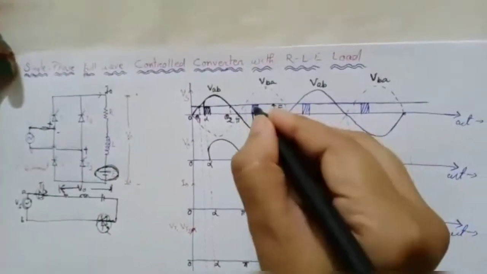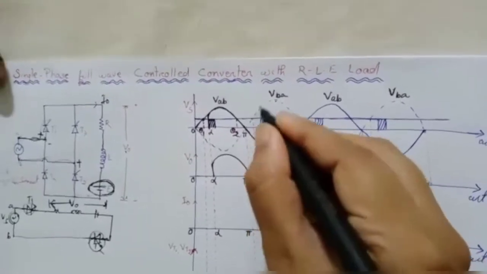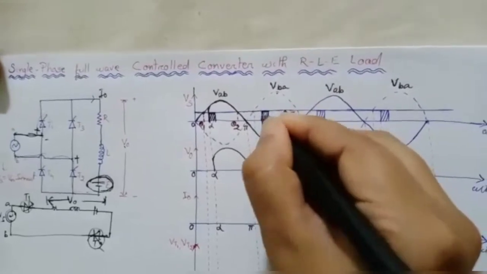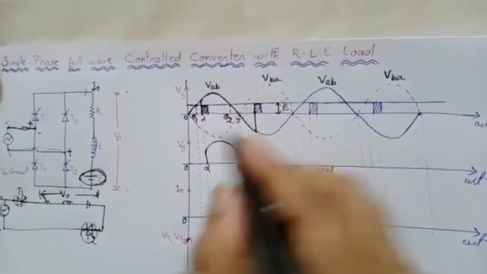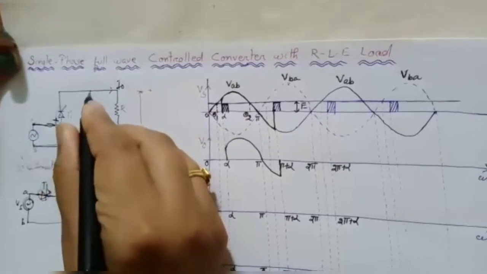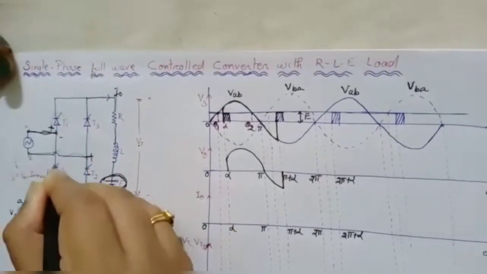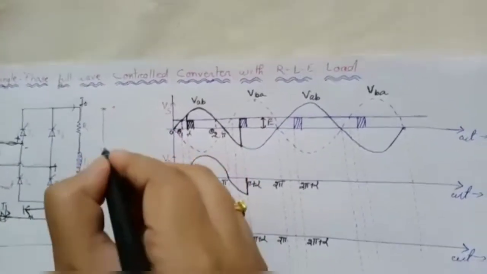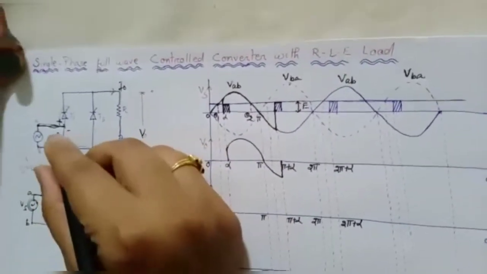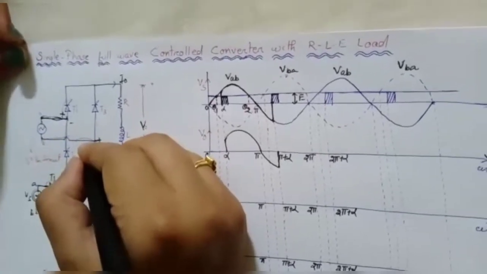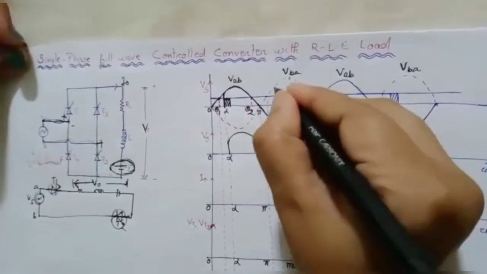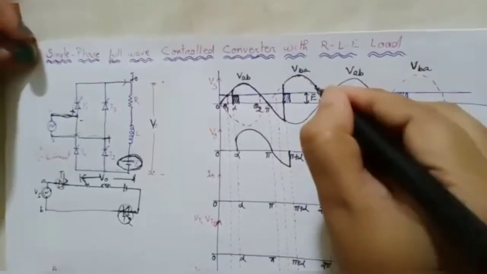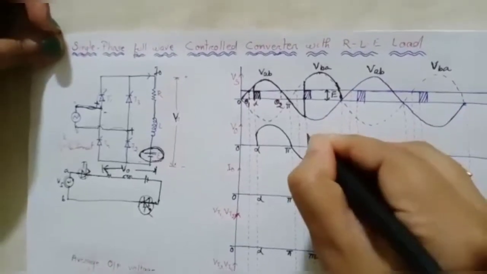Here also the same thing: when E is less than VBA, after that we can turn on the thyristor. This is the next gate pulse for T3 and T4. Starting from point B, the current goes through T3, the load, T4, and back to A. This is the closed path for the circuit. Obviously here also V0 must equal VBA, so this much supply voltage will appear across the load.